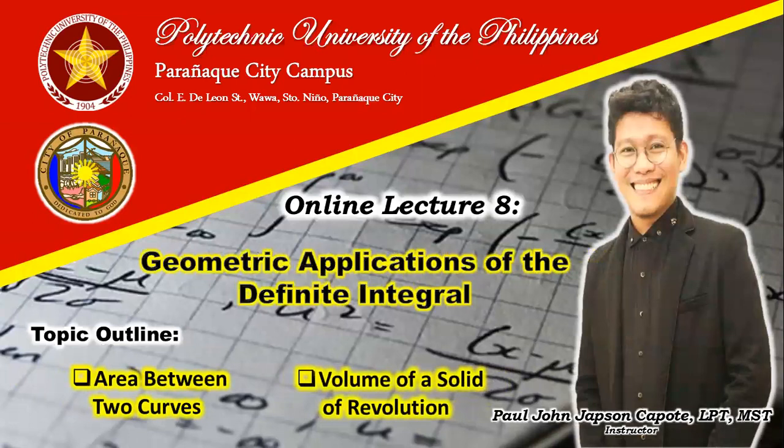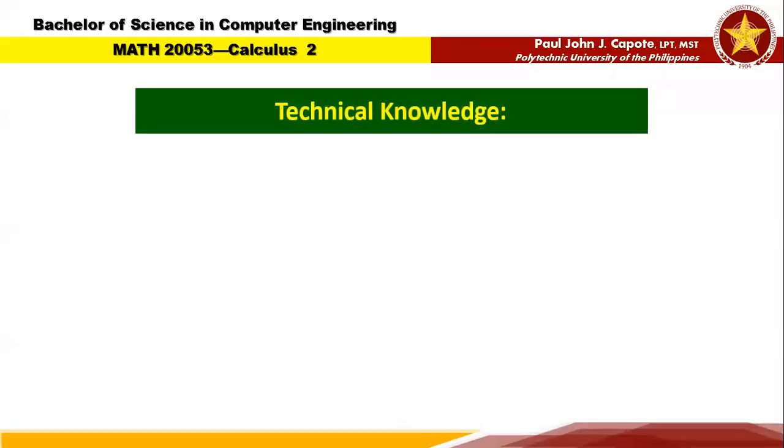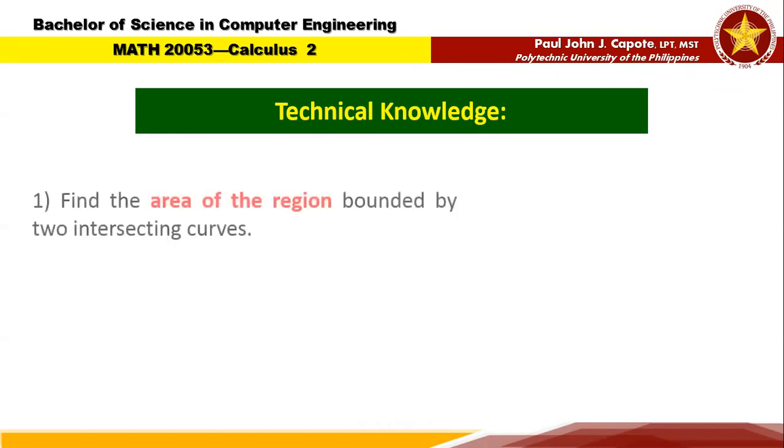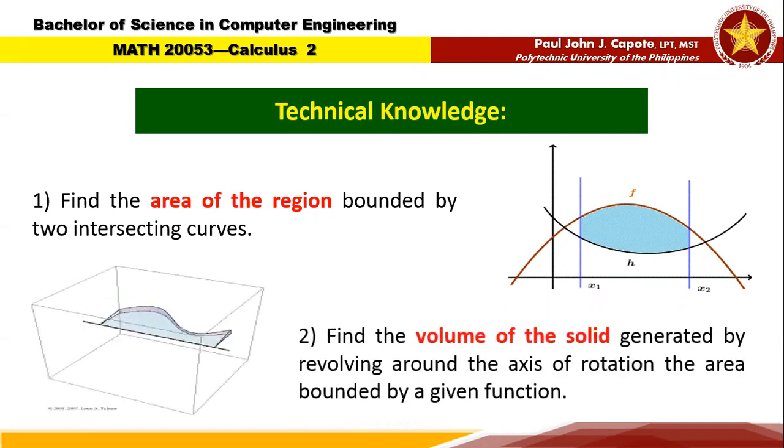Welcome to our eighth lecture, Geometric Applications of the Definite Integral, which focuses particularly on solving the area between two intersecting curves and solving the volume of a solid of revolution. At the end of this lecture, you will be able to find the area of the region bounded by two intersecting curves and find the volume of the solid generated by revolving around the axis of rotation, the area bounded by a given function.